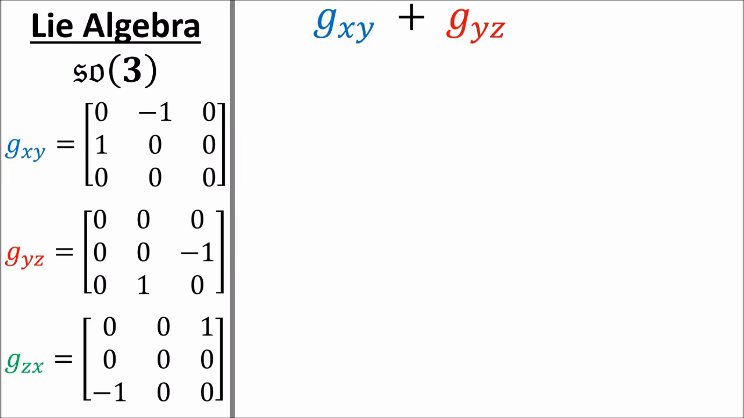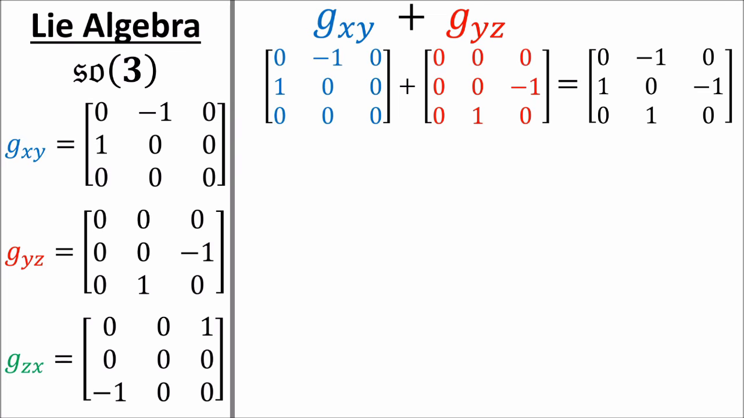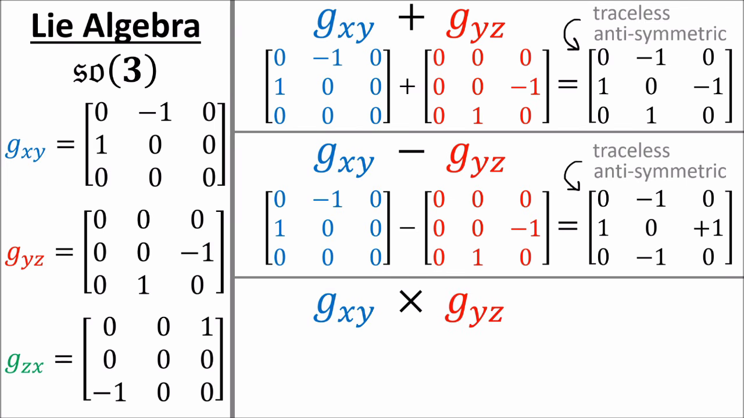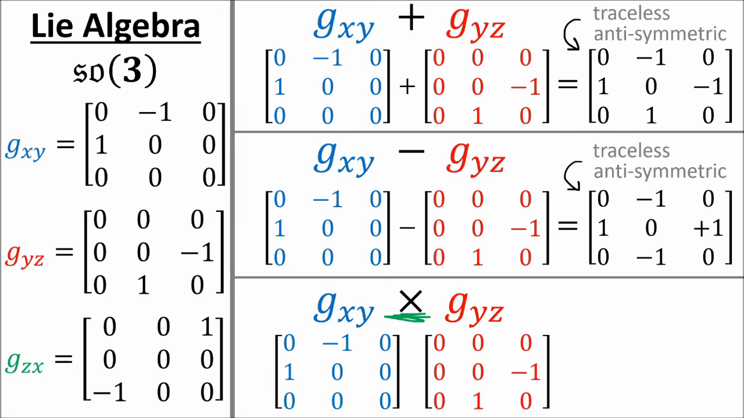When we add two traceless anti-symmetric matrices together, the result is also traceless and anti-symmetric. So we know the result of adding two SO3 generators is another SO3 generator. The same is true for subtracting generators. But in an algebra, we also need to be able to multiply vectors together. You might assume the multiplication rule between generators is just matrix multiplication. But this isn't quite correct.